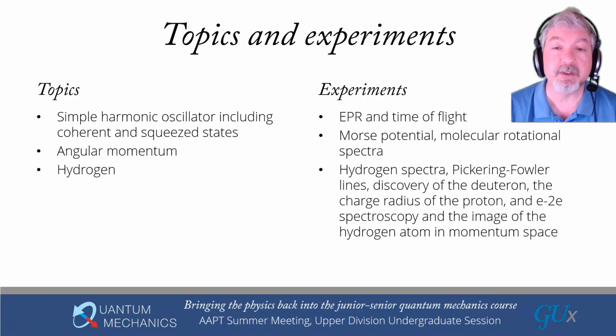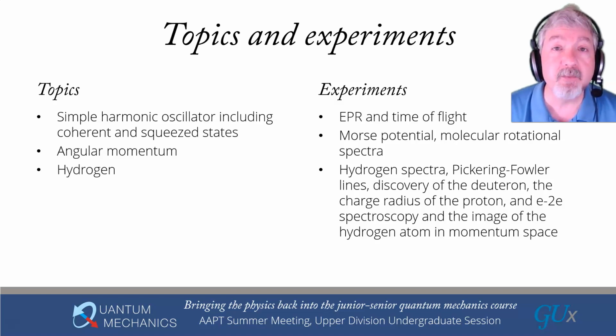And then we do hydrogen, and hydrogen is where we really focus on a lot of different experiments. In addition to just the spectral lines of hydrogen, which are wonderful to talk about, and nearly everyone does, we talk about the Pickering-Fowler lines and how that actually convinced people that the Bohr model was correct. We talk about how measuring spectra accurately enough can allow you to actually weigh the atom and how that led to the discovery of the deuteron.